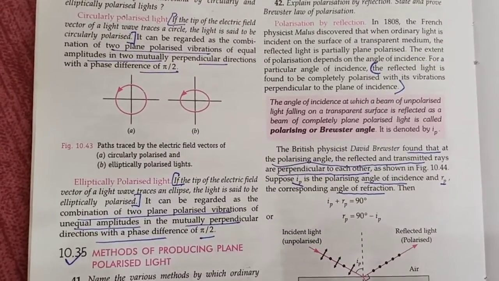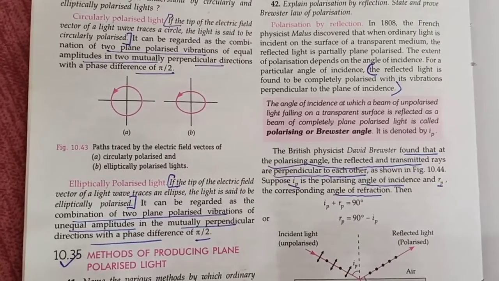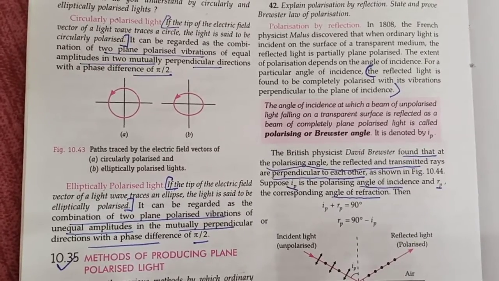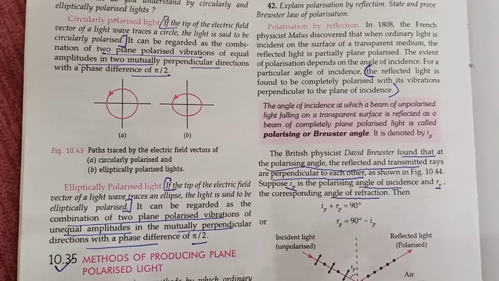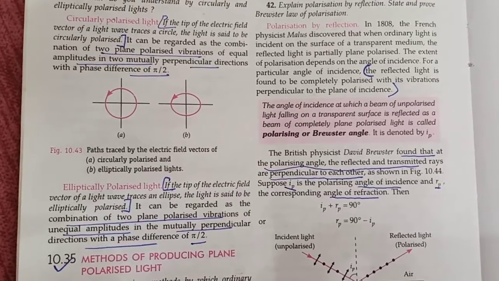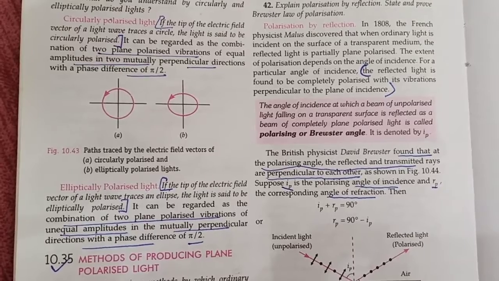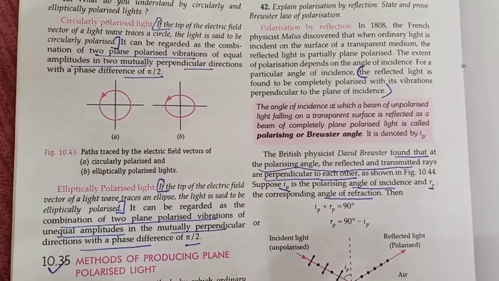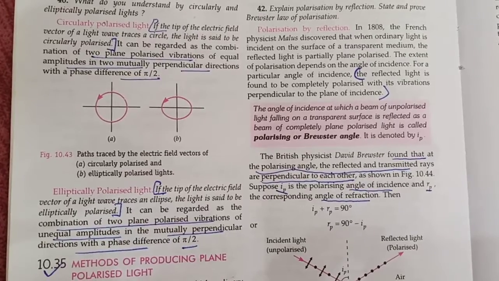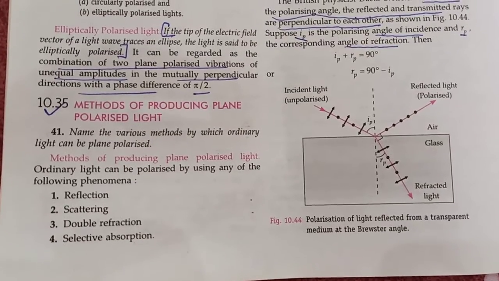Elliptically polarized light: if the tip of the electric field vector of a light wave traces an ellipse, the light is said to be elliptically polarized. It can be regarded as a combination of two plane polarized vibrations of unequal amplitudes in mutually perpendicular directions with a phase difference of pi by 2.